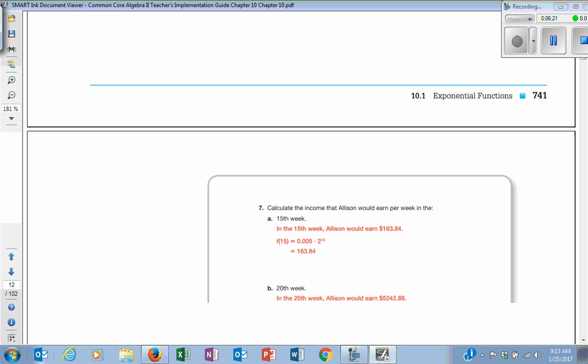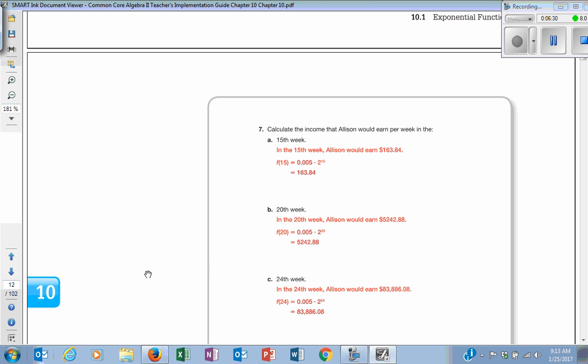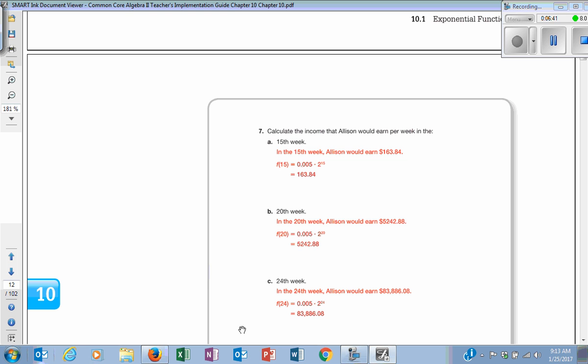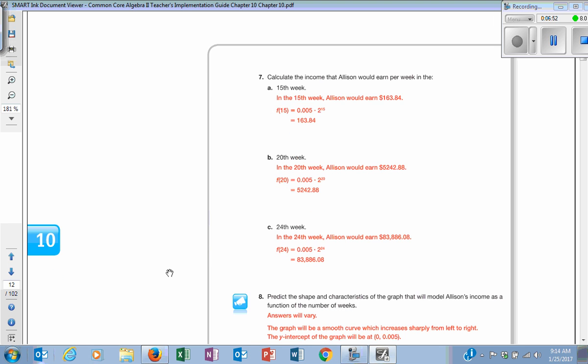And if you go to the 20th week now, all of a sudden, for that 1 week, she's going to make $5,242.88. And if we keep going, go to the 24th, she just made $83,000. And we're only in the 24th week. So if you think about how far it jumps from the 20th to the 24th, it's just going to keep getting infinitely bigger. And so, like the saying that I was talking about with that king, by the 30th day, it's unbelievable the number that this jumps to.